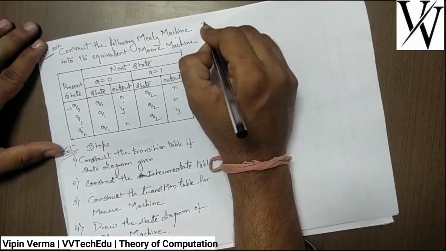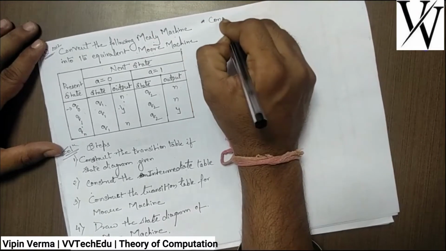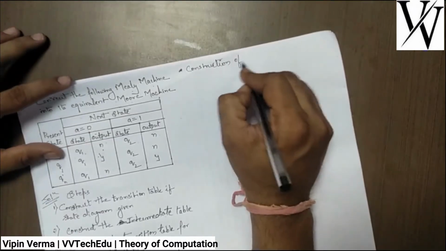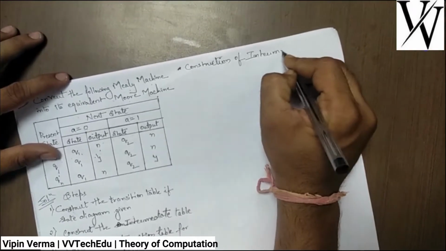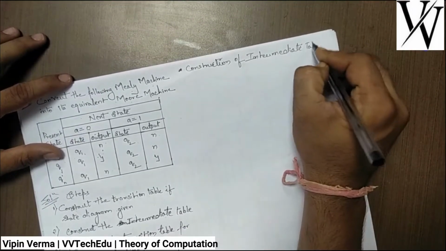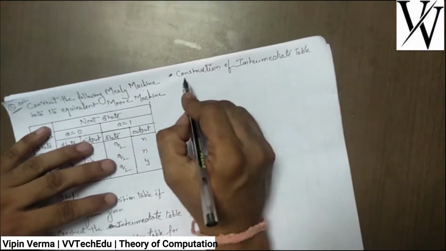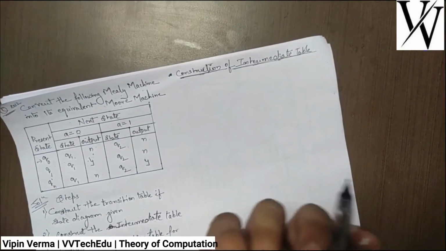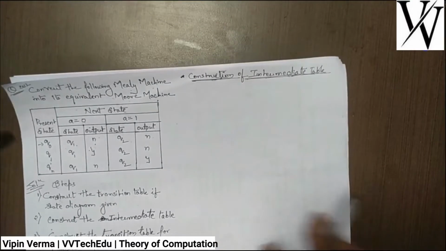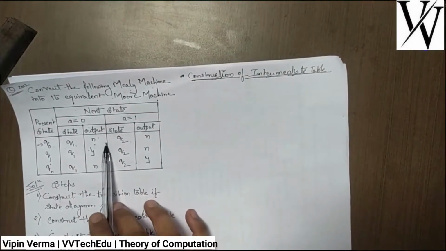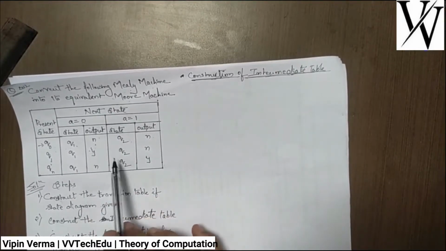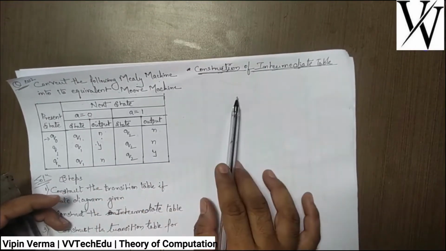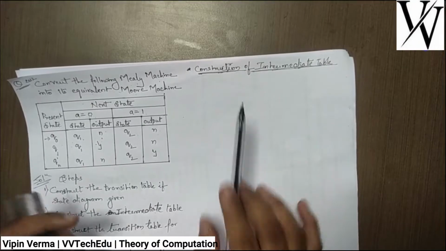The next step is the construction of the intermediate table. So you just need to construct the intermediate table here. We know that the basic structure of the intermediate table is similar to the table structure of the Mealy machine. As we know, this is the structure of a Mealy machine table, we just need to draw the same structure for the intermediate table also.